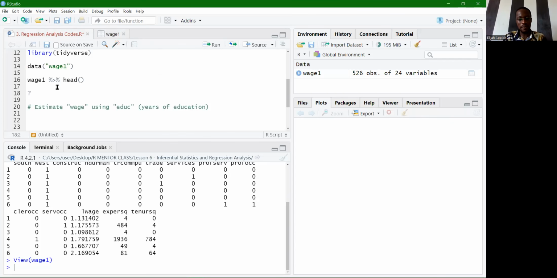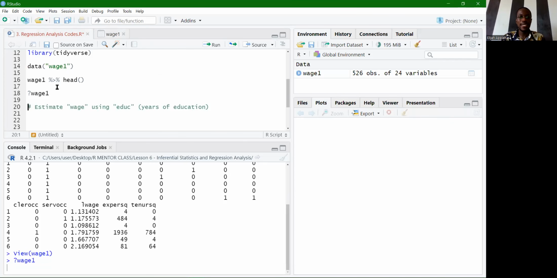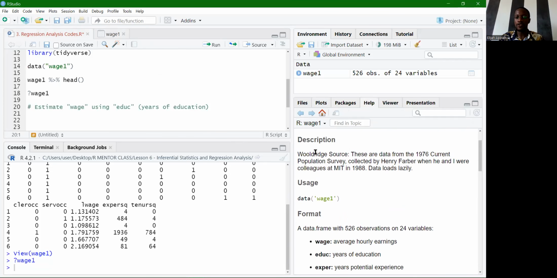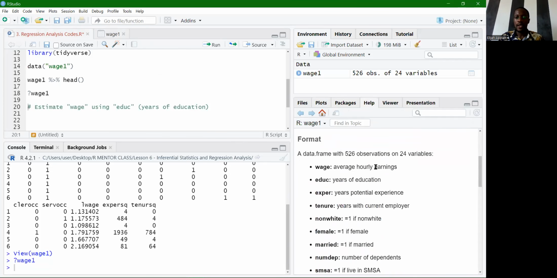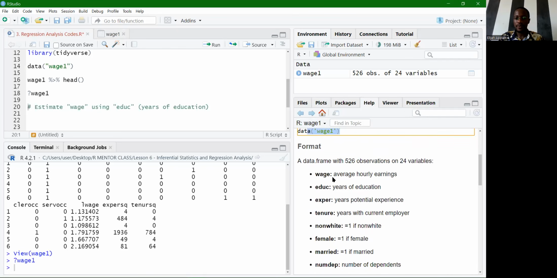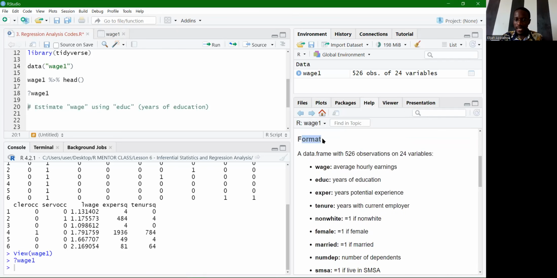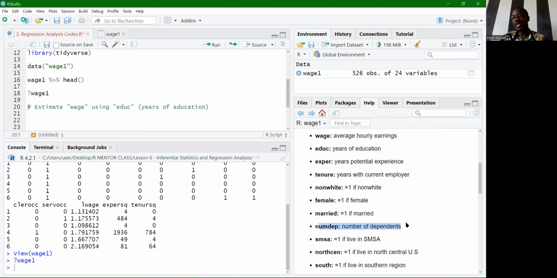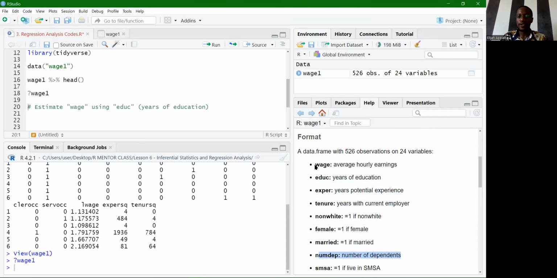So all you say is question mark wage1, and then run that line of code, and the documentation will be revealed to you, where we'll give you a description of where the data is coming from, how to actually import it. And then we have the format explaining how many observations we have in that data frame and how many variables are there. And then we'll give you the labels of the variable names. So the NUMDEP simply represents the number of dependents. We are using these 2 variables, average hourly earnings, and then that of education, so years of education.